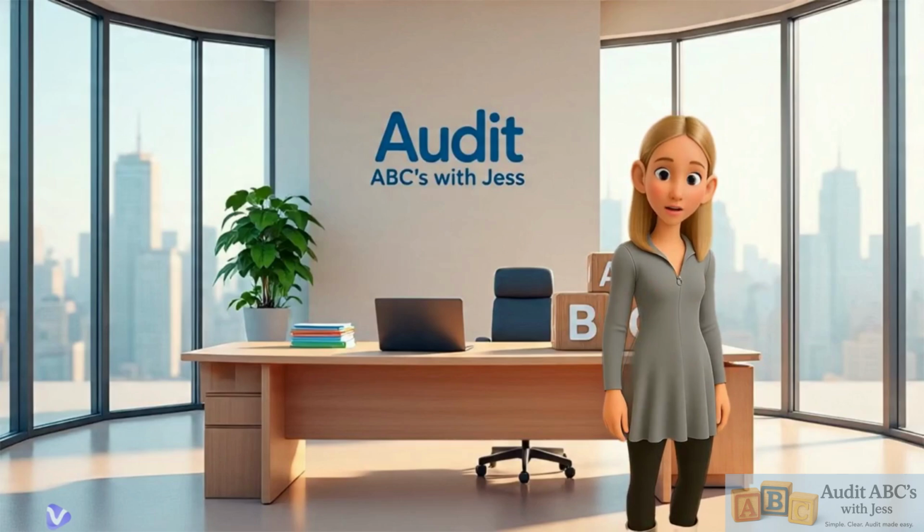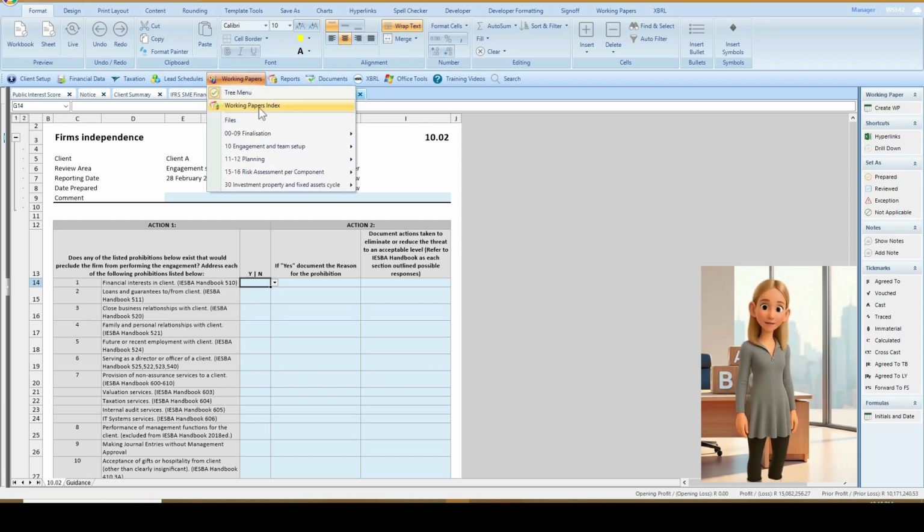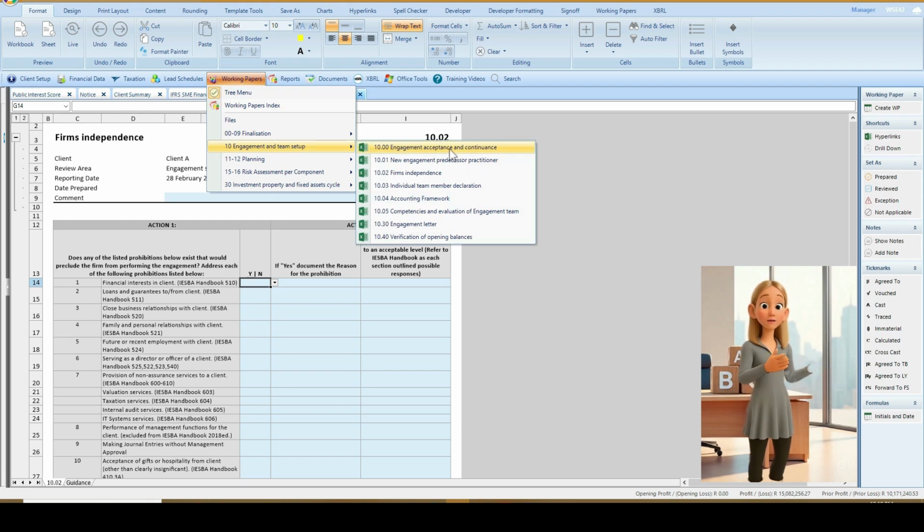Okay, so as mentioned in my previous videos, I'm using the Draftworx working paper for this demonstration. I use Draftworx for both financial statements and audit working papers, so I know it well. Even if you're using different software, the questions and purpose are basically the same. To locate the working paper in Draftworx, open your client, go to Working Papers, then Engagement and Team Setup. This is the first part of the planning phase.